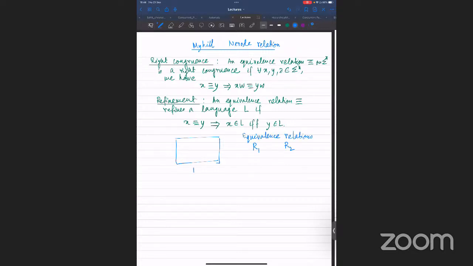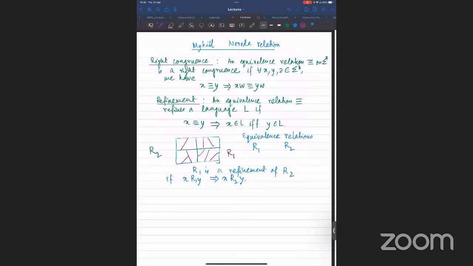Now I say R1 is a refinement of R2 if for all X, Y, R1 Y implies X R2 Y. Essentially, if you want to look at it visually, suppose you have some classes of R2. Now you can consider the classes of R1 to be obtained by splitting the classes of R2, like this. So this is R1 classes. This is why it's called a refinement.